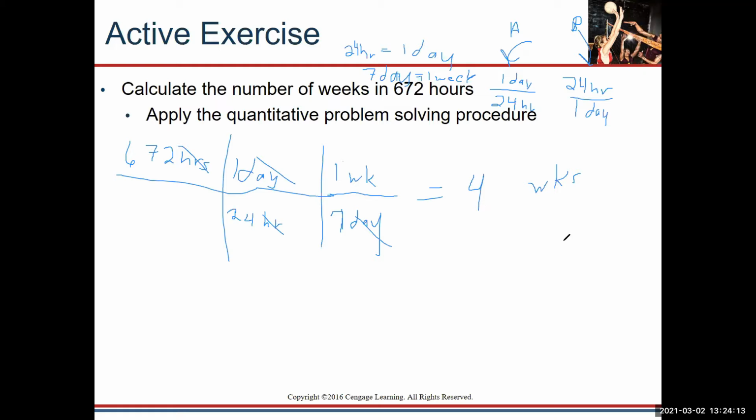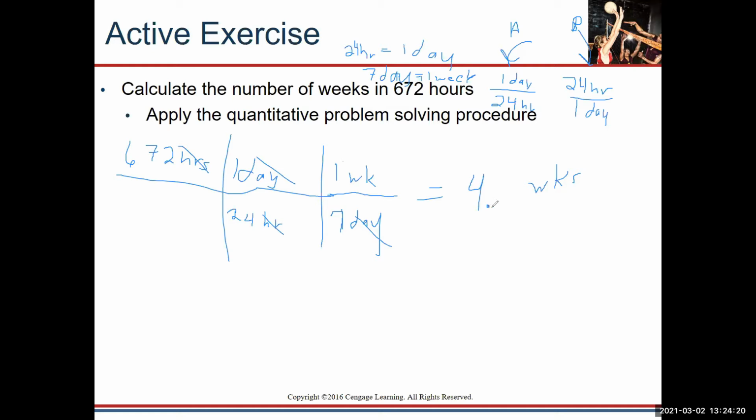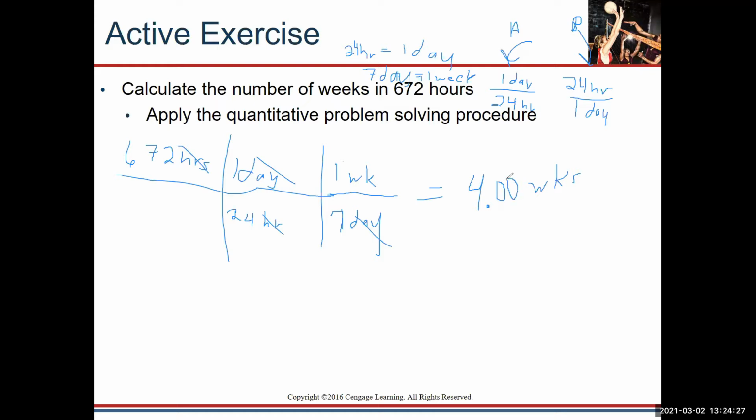Three. That is right. So then my answer should have 3 figures. So should it be 4.00? Is that 3 significant figures?